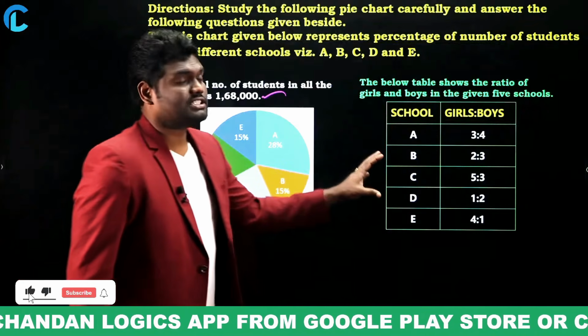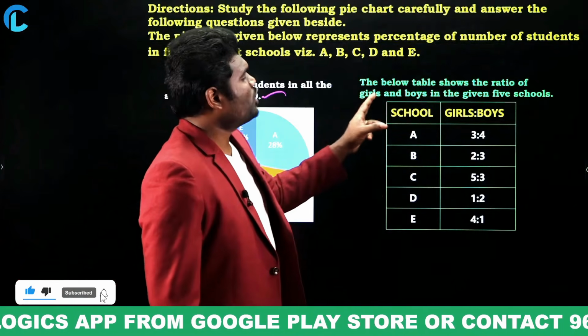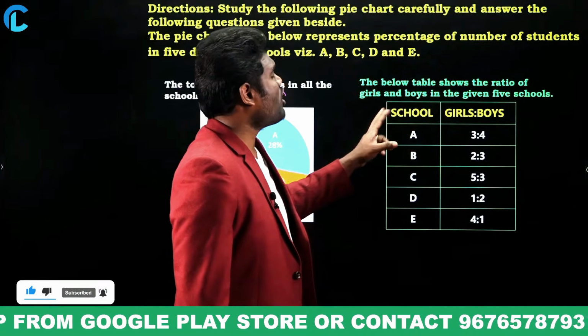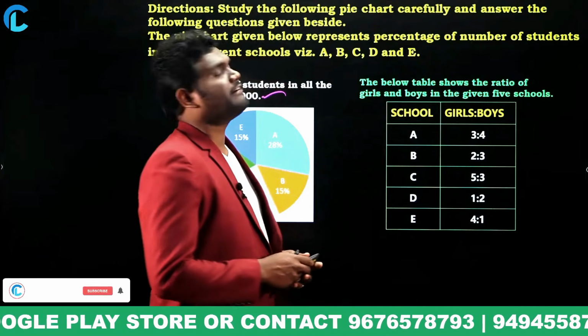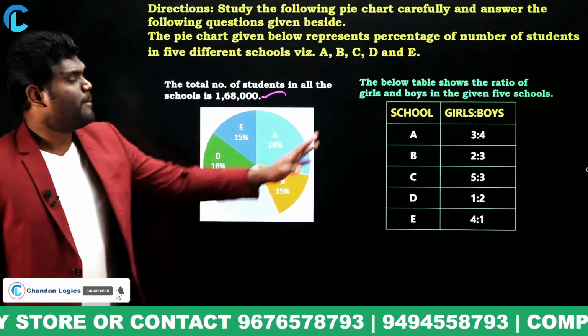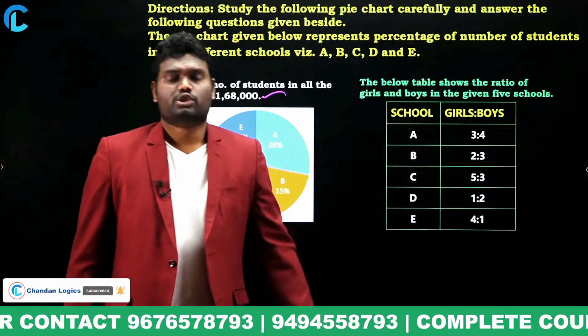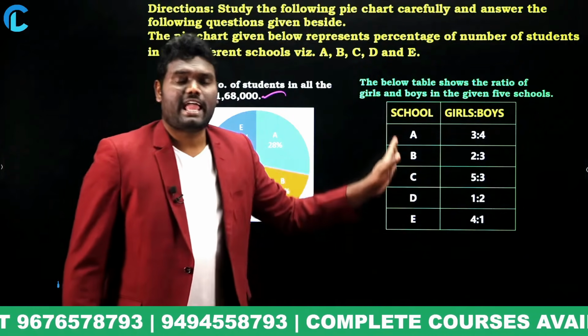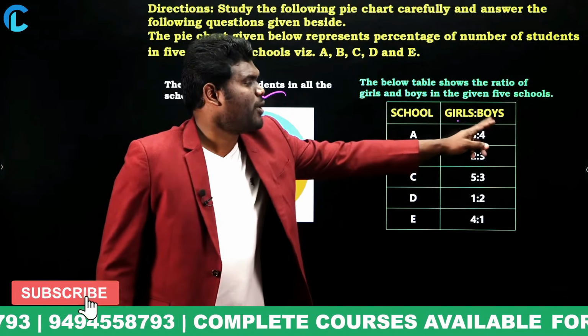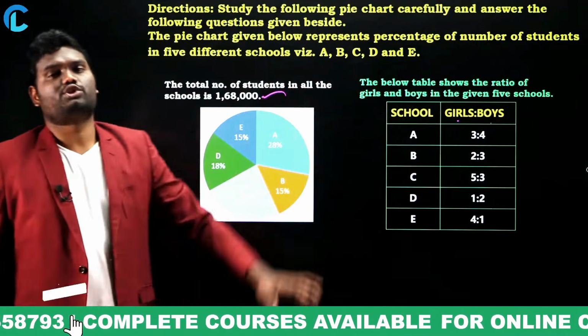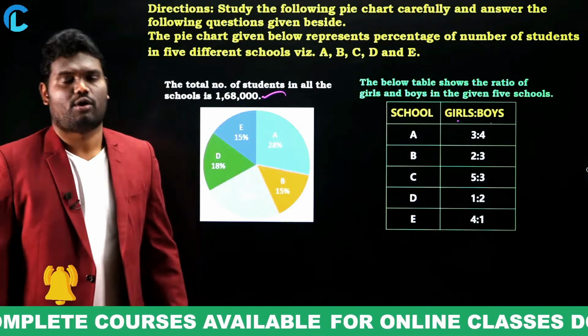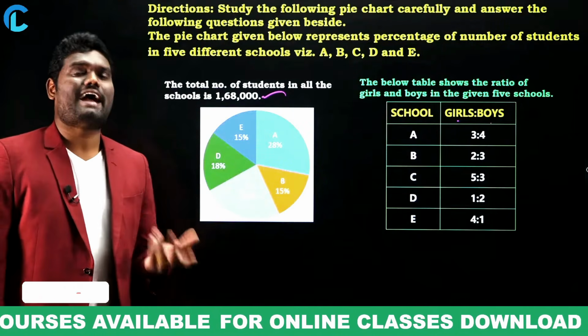Next, the below shown tabular graph gives the ratio of girls and boys in the given 5 schools. So here it is boys to girls ratio. Okay. So here they have given each and every school girls to boys ratio. Girls to boys ratio is given. Okay. Now based upon this we have some questions.